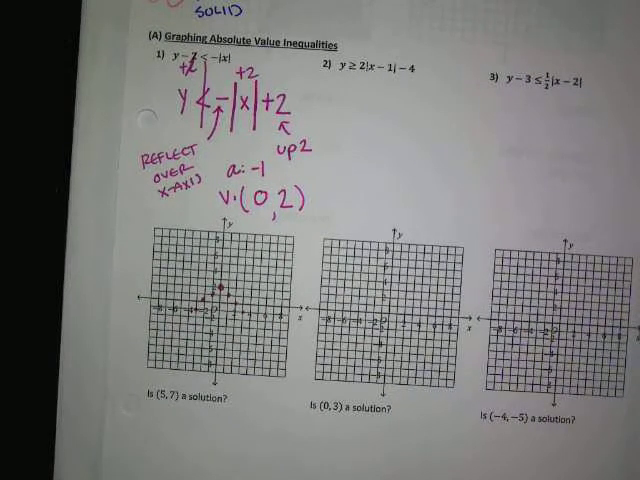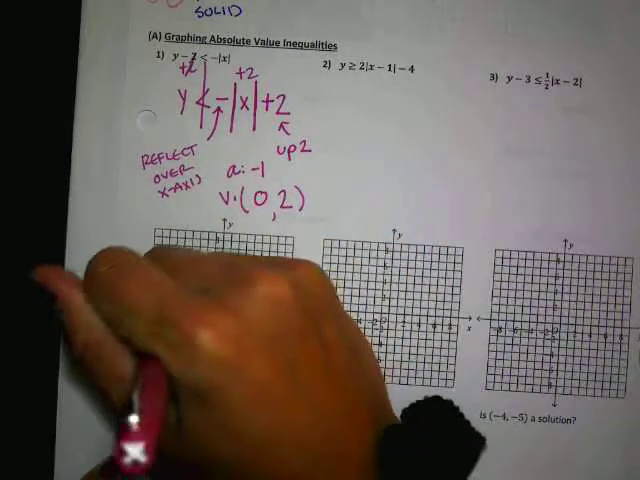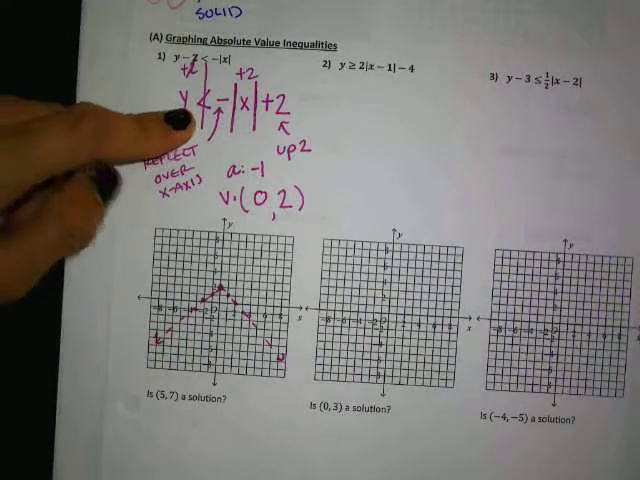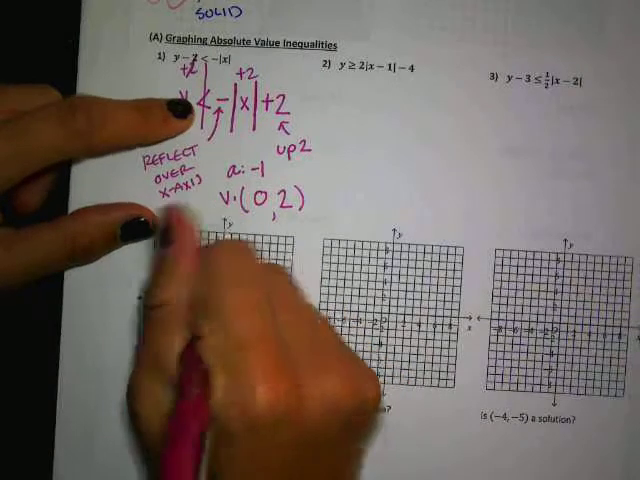All right, now, am I dotted or solid? Dotted? Ding, ding, ding. Because you don't have the bar underneath. And are you going to shade above or below? Below, because it's a less than.